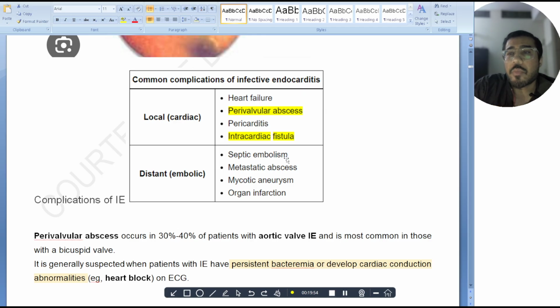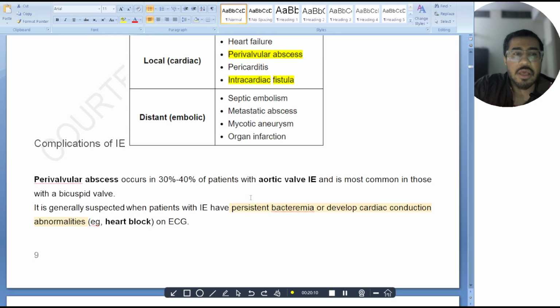Distant septic emboli in the spleen causing splenic abscess, metastatic abscess, splenic abscess, organ infarction, splenic infarct, renal infarct, cerebral infarct. It's easy to make sense about everything. So, how are you gonna diagnose perivalvular abscess? It's a high yield question.